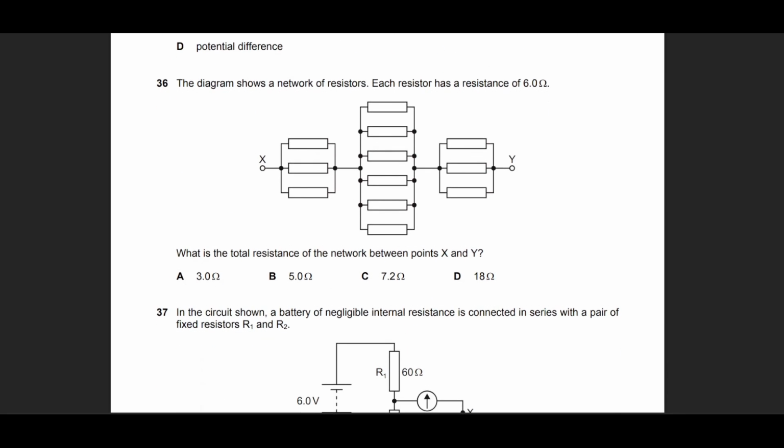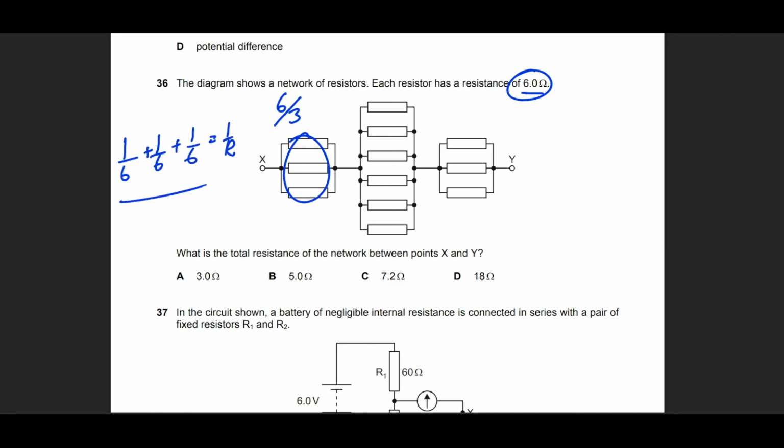Question 36, it says each resistor is 6 ohms. What's the final resistance? You'll have to use the shortcut. I've explained it in previous videos as well, that if you have identical resistors, then you can simply divide it by the number of resistances in that parallel combination. So if these are 3 resistors, it's 6 divided by 3. Or if you want to go through the long method, it will be 1 over 6 plus 1 over 6 plus 1 over 6 equals 1 over R.